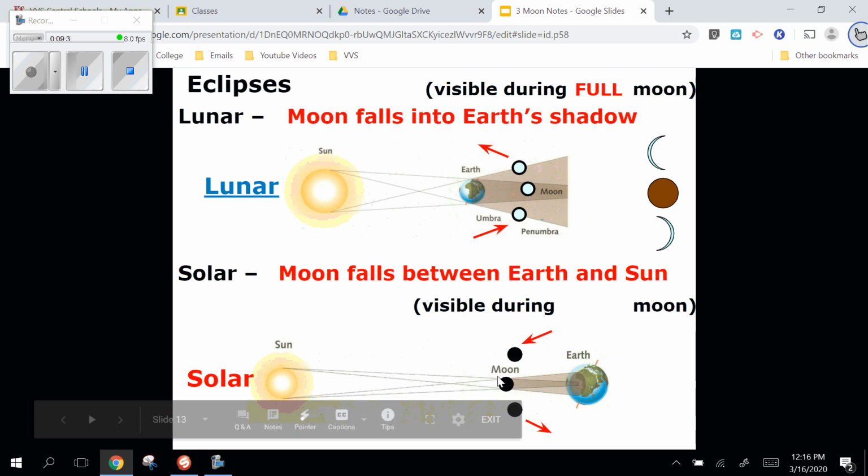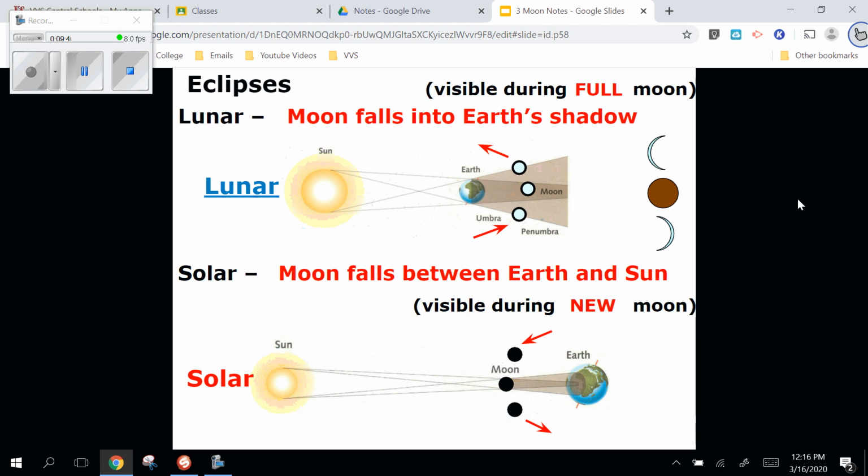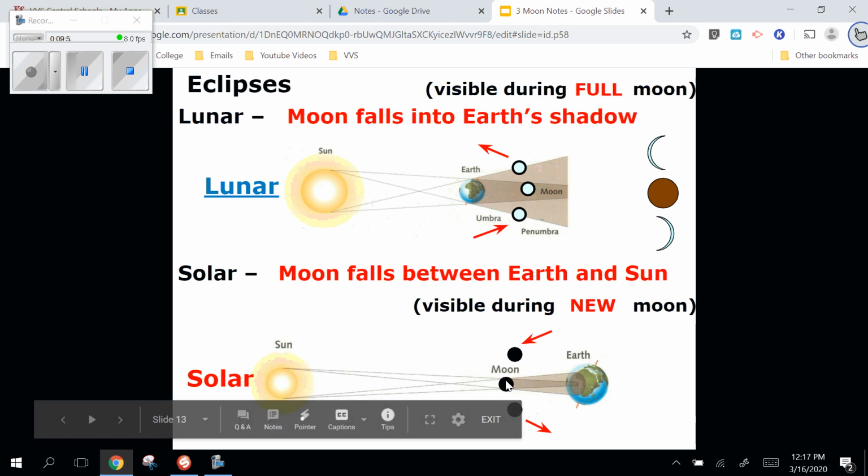A solar eclipse is when the moon falls between the Earth and the sun. And this is visible during a new moon. So lunar is when the moon goes into Earth's shadow. Solar is when the sun is blocked by the moon.